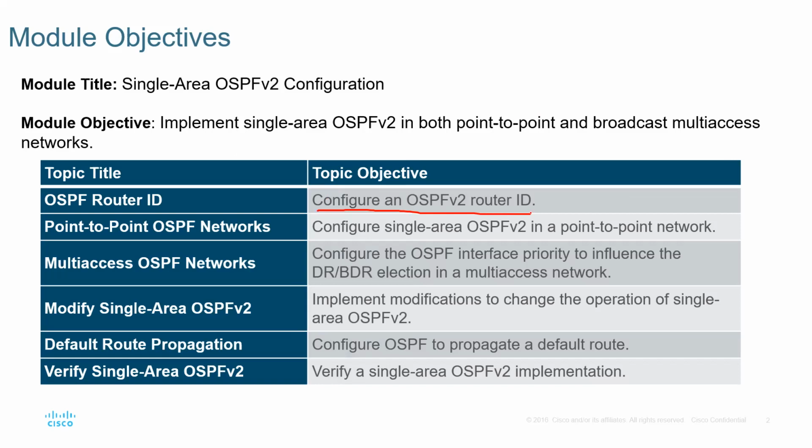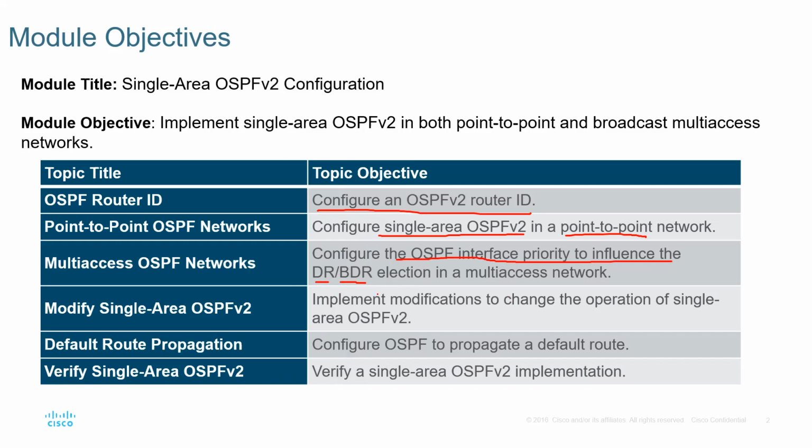We are also going to be looking at how to configure single area OSPF version 2 in a point-to-point network, right? Now, we'll also be looking at multi-access OSPF networks and configure the OSPF interface priority to influence the DR. Remember DR? DR is designated router. BDR is backup designated router. So we're going to see how we can influence the election of DR and BDR. I'm not talking about election rigging for political parties. I'm just talking about election within routers. So we can even do rigging when it comes to that. So we'll see how we'll rig that.